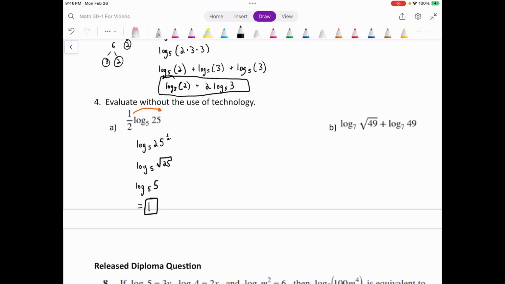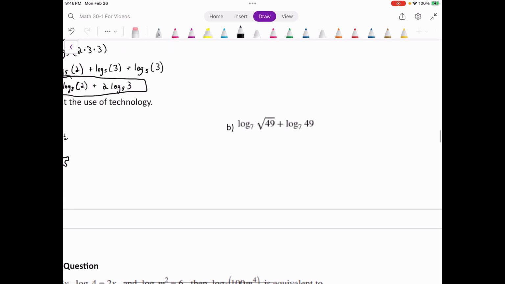Okay, now log base 7 of root 49 plus log base 7 of 49. Now again, you're probably saying, well, root 49, that's just 7. Why don't I just write that as 7? You're totally right, but let's try using our log laws a bit here, just to get used to them, to have some fun with them. Okay, but totally valid to just say root 49 is just 7. So this would just be 1, because I'd have log base 7 of 7. But let's try using our log laws a little more than that, just for fun.